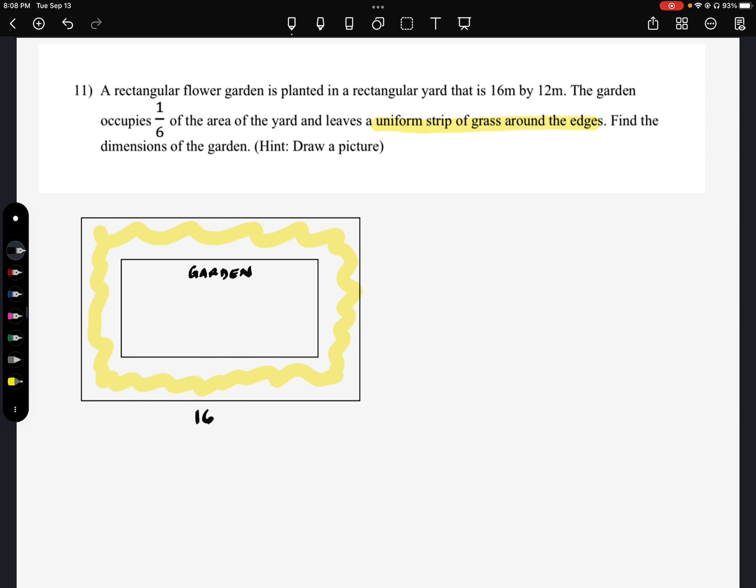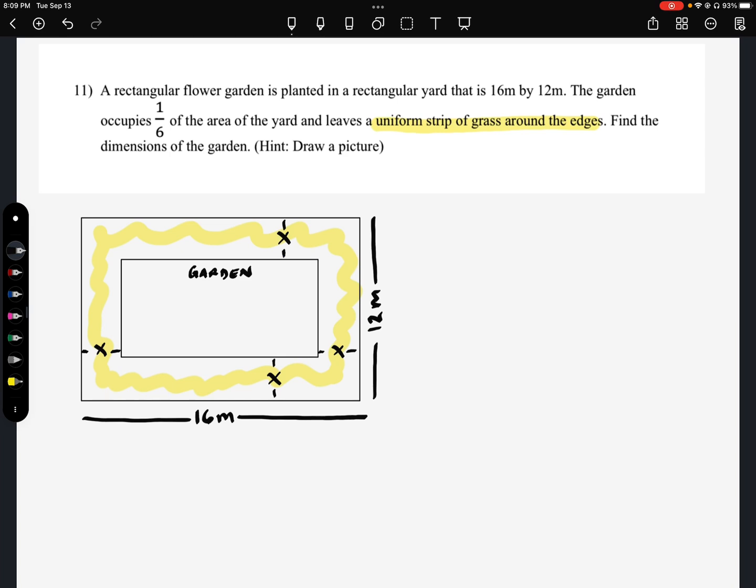I know you had some problems similar to this in your homework or in your notes. But this is 16 meters from here to here. So it's not the inner rectangle that's 16 meters, it's the outer rectangle. And we know that this one is 12 meters from here to here. Now, we know that this grassy patch is uniform width. So if that distance is x here, this distance is x. And the same thing on the top and the bottom. We've got x here, x here, x there, and x there.